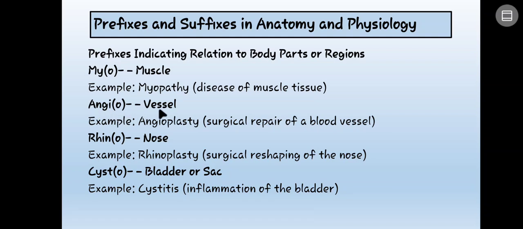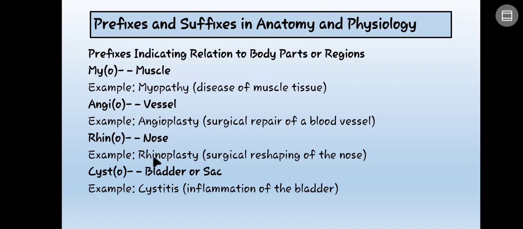Angio means vessel. Angioplasty means surgical repair of blood vessels. Plasty in anatomy and physiology as a suffix means repair. If you see plasty, it means repair. Angio means vessel, so angioplasty is a surgical repair of blood vessels. Rhino means nose. So myo means muscle, angio means vessel, rhino means nose.